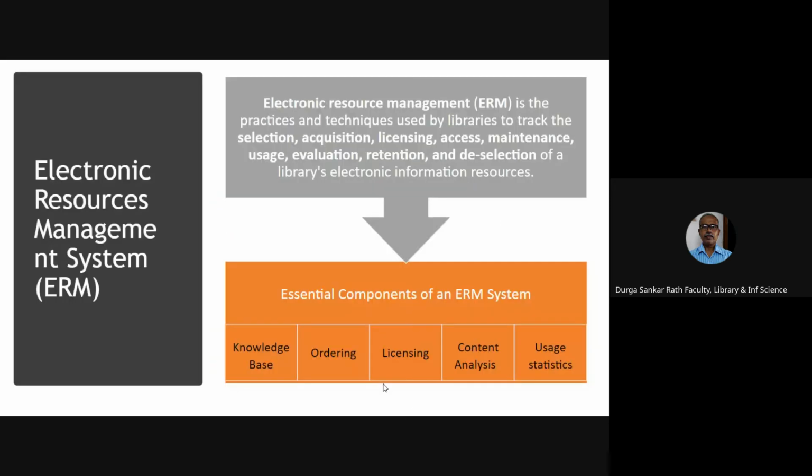ERM, basically this system is the practices and techniques used by libraries to track the selection, acquisition, licensing, access and maintenance. Selection as well as acquisition is an important part, because we need to know where the resource is and we have to verify it, then only we can acquire those resources.